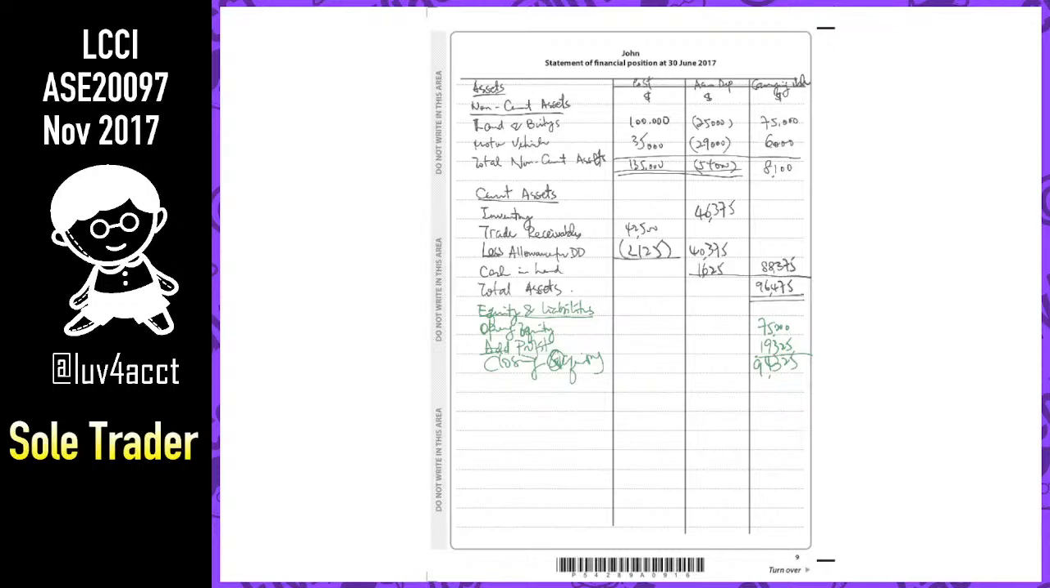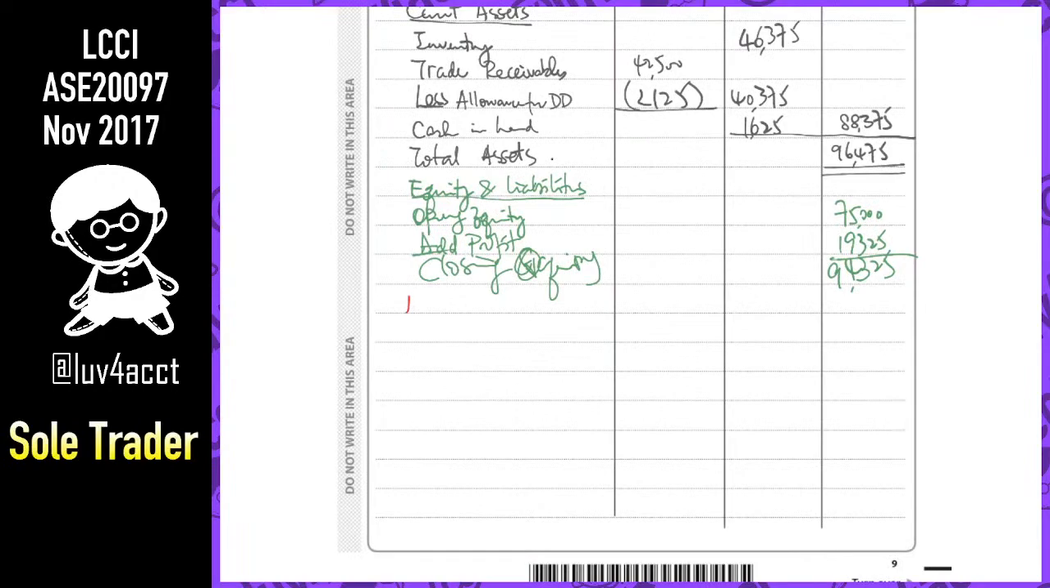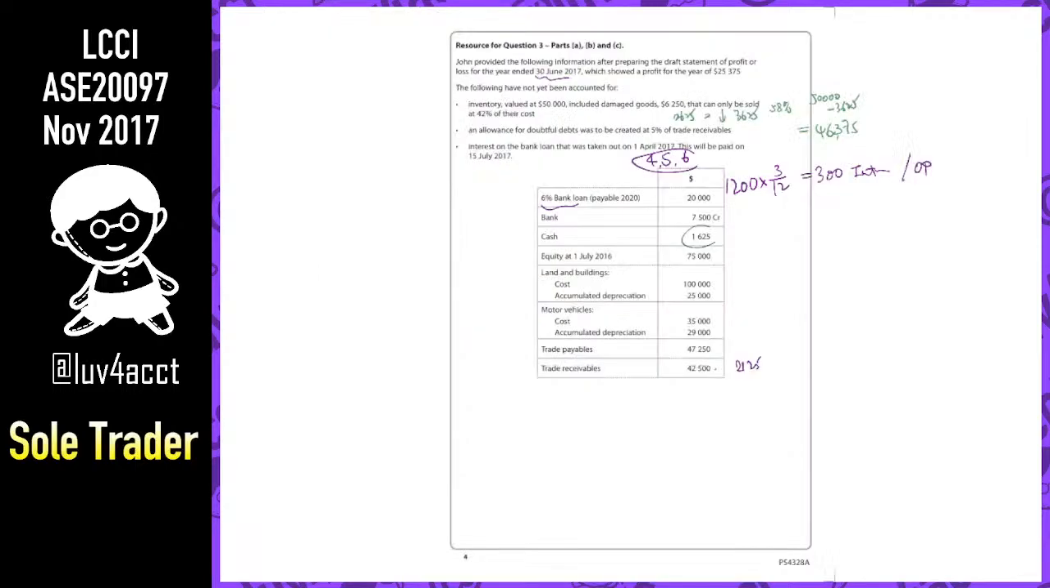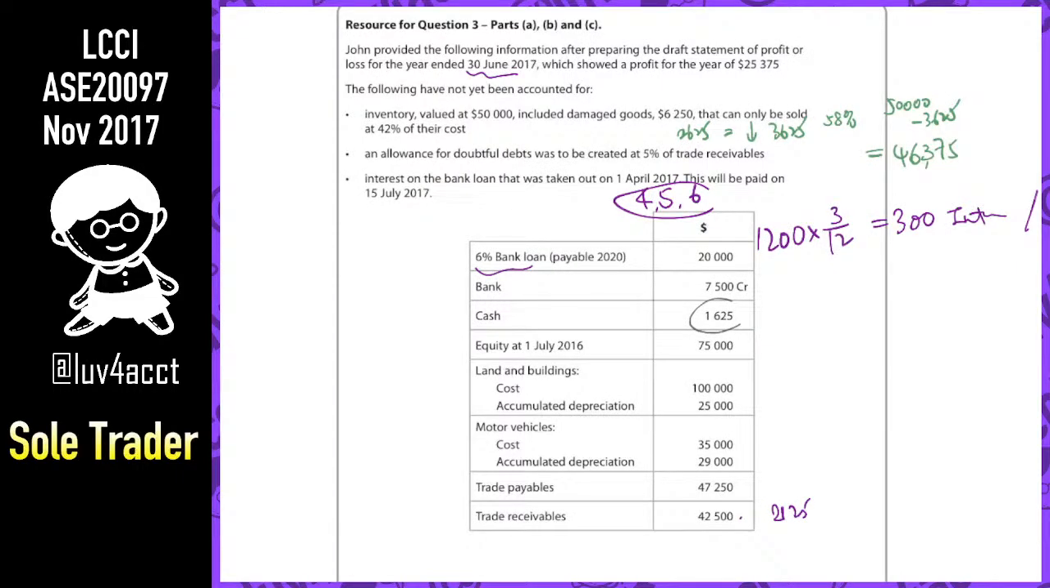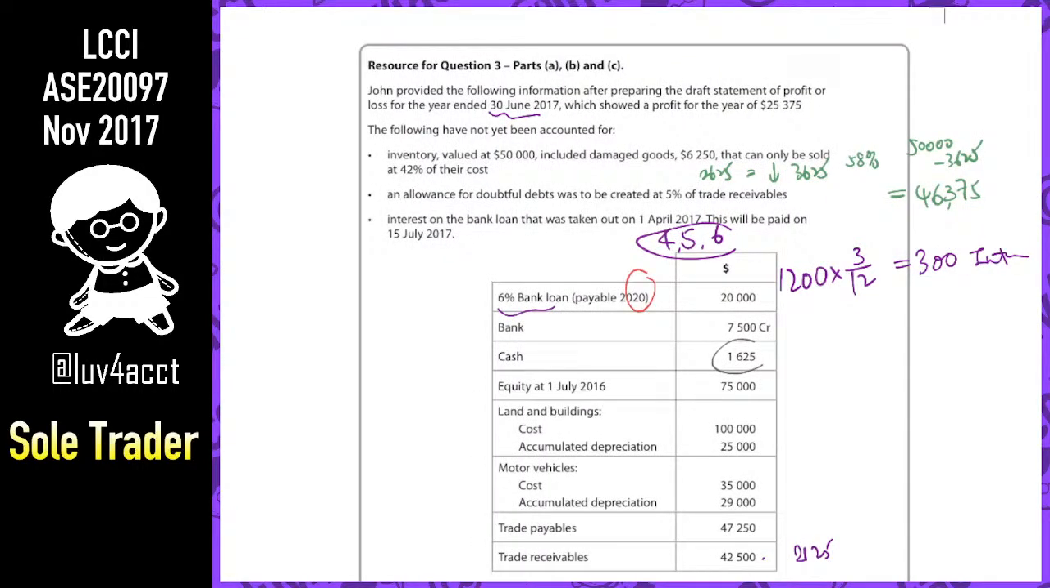Okay, next we have non-current liabilities first. We have a loan. Okay, so let's see. The loan is 20,000. Year 2020, so long term, non-current.